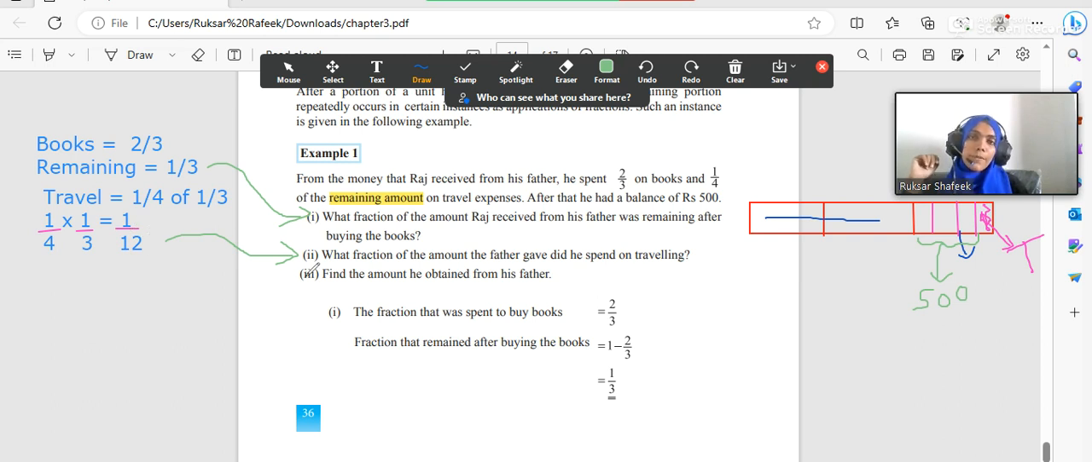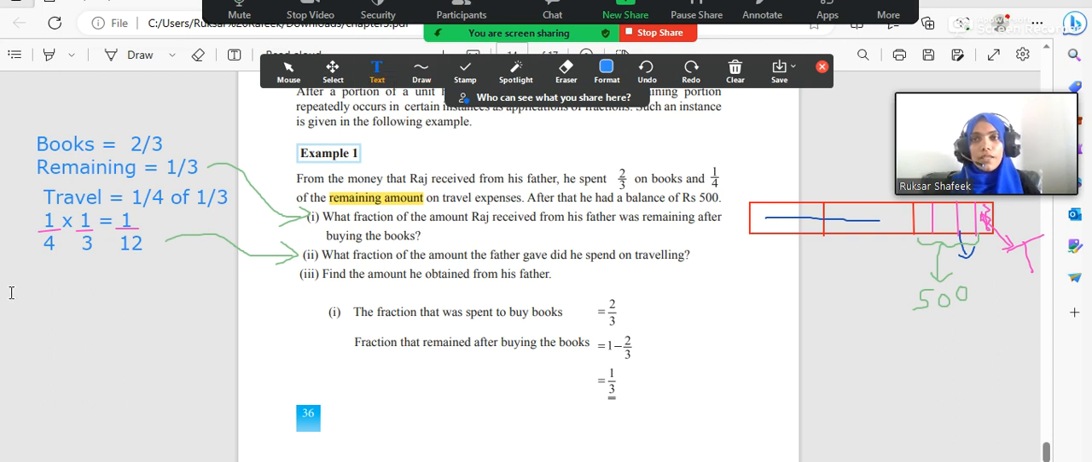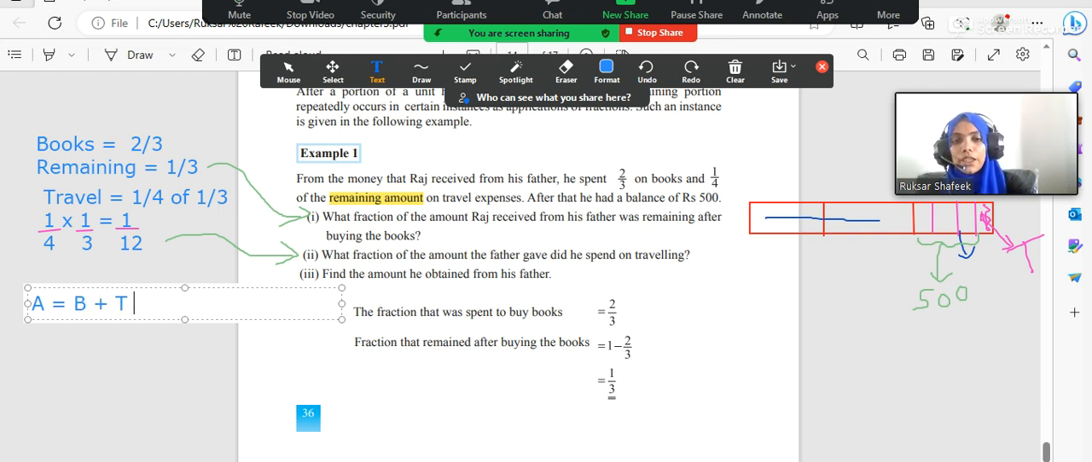Now comes the next part, find the amount he obtained from his father. To do this, we need to figure out how much he spent on books and how much he spent on traveling. This is what his father gave. The amount that the father gave is going to be written as A, which was spent on books, spent on traveling, and we have 500 rupees remaining. So these three amounts added together is what the father gave.